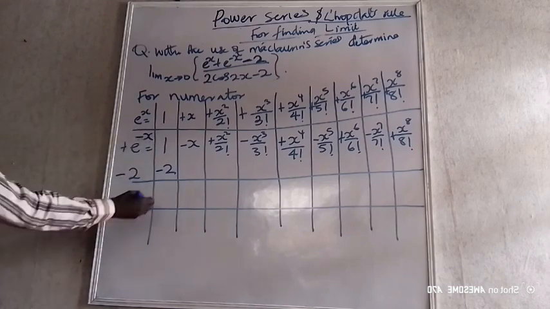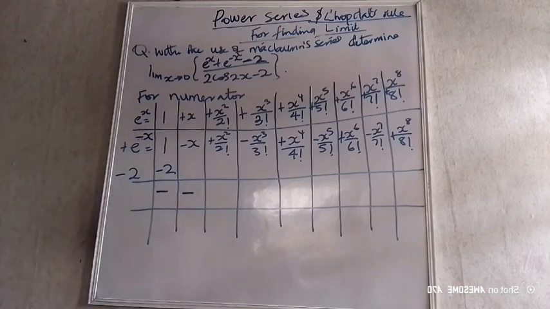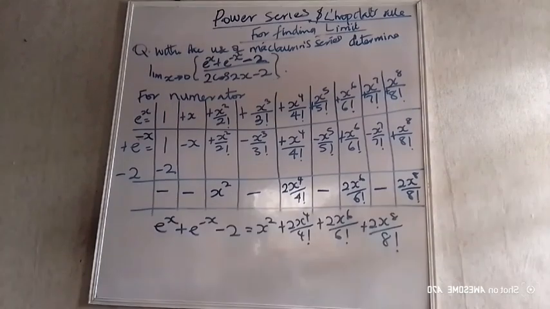This one will give 0. So you can see the results. At the end of the day, we have x squared plus 2x raised to power 4 over 4 factorial plus 2x raised to power 6 over 6 factorial plus 2x raised to power 8 over 8 factorial. So you can see that is for the numerator. Now let's undo the denominator.